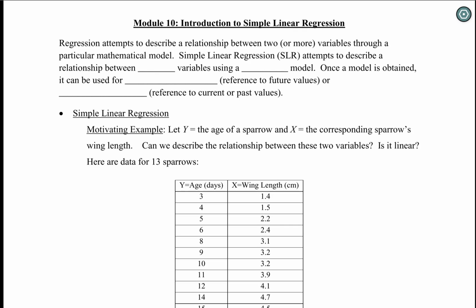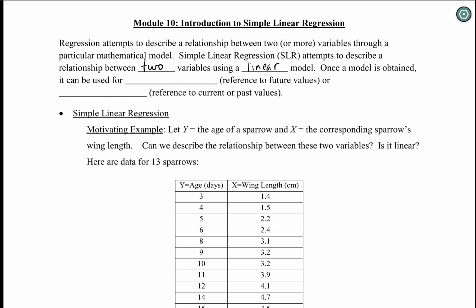But in regression, we are attempting to describe a relationship between two or more variables through a particular mathematical model. That's the big overarching theme of regression. Simple linear regression attempts to describe a relationship between two variables using a linear model.